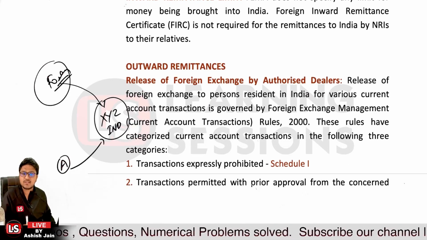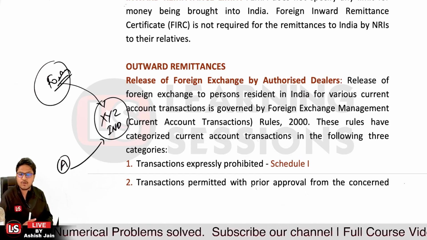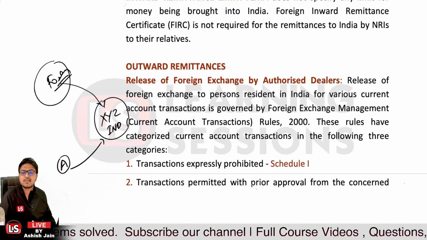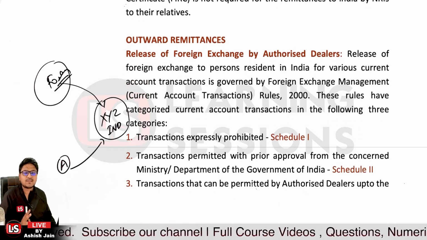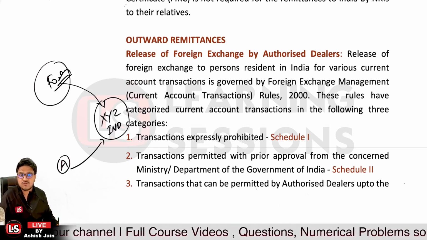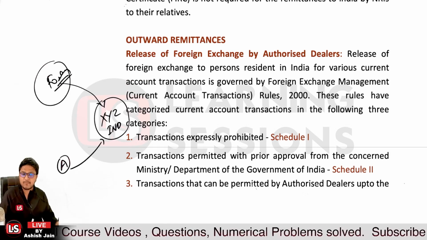First of all, it's related to transactions expressly prohibited. Those transactions are prohibited, and you cannot transfer your money in that case. The second category, covered under Schedule 2, is related to transactions permitted with prior approval from the concerned ministry or department of the Government of India. For that purpose, you have to take prior approval.